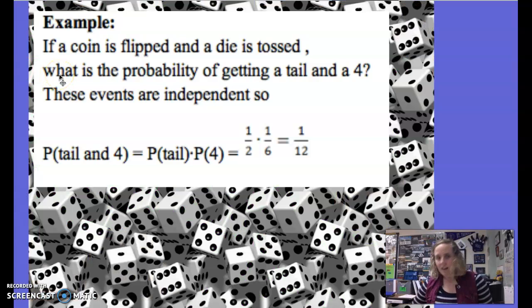If a coin and a die are tossed, so we've got a die and a coin, what is the probability of getting a tail and a 4? The die doesn't influence the coin, and the coin doesn't influence the die. With that, we can say it's a 1/2 chance and a 1/6 chance. Since they're independent, we can multiply those together. We get 1/12.